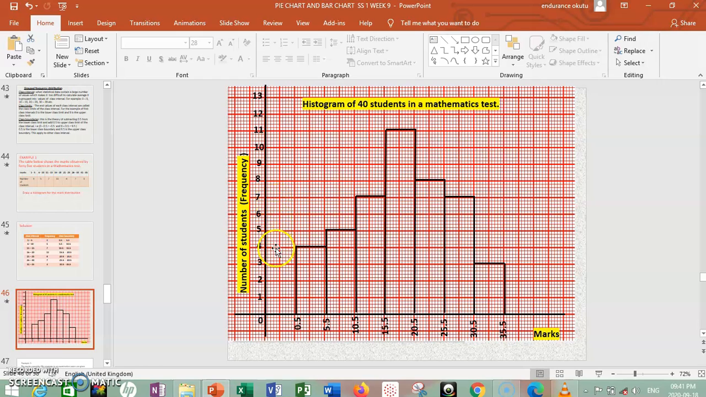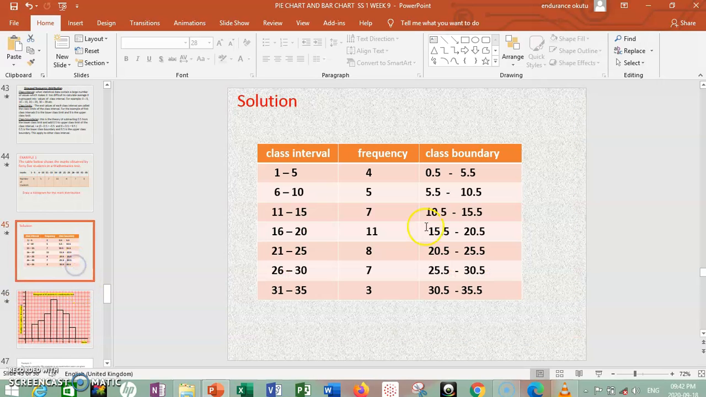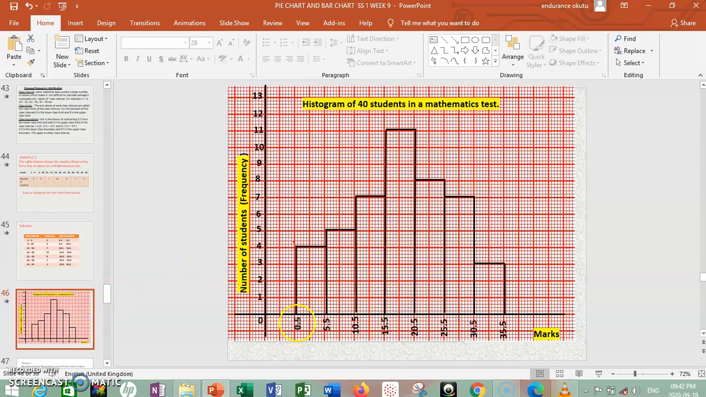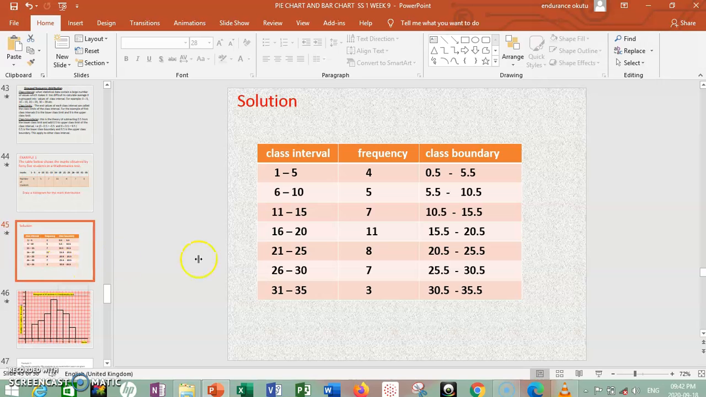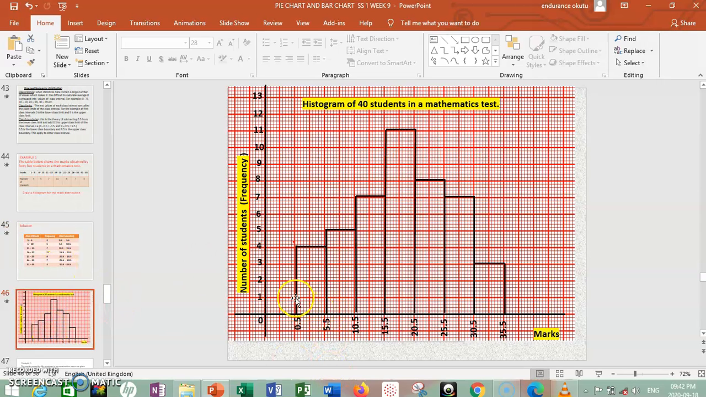Now we want to draw our graph. This is the y-axis, which is the frequency, the number of students. We use each square as 1 unit up to 13. On the x-axis we use the class boundaries, starting from 0.5 in the first line. Students, take note: we start from 0.5 in the first line. You can see 0.5, 5.5, 10.5, 15.5. Now in the first one, from 0.5, the frequency is 4.